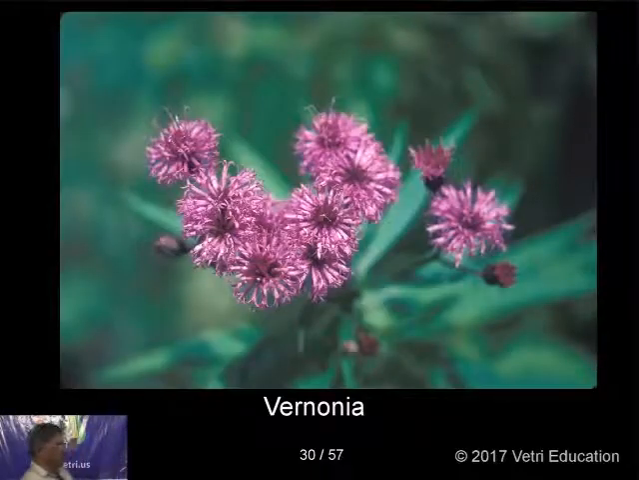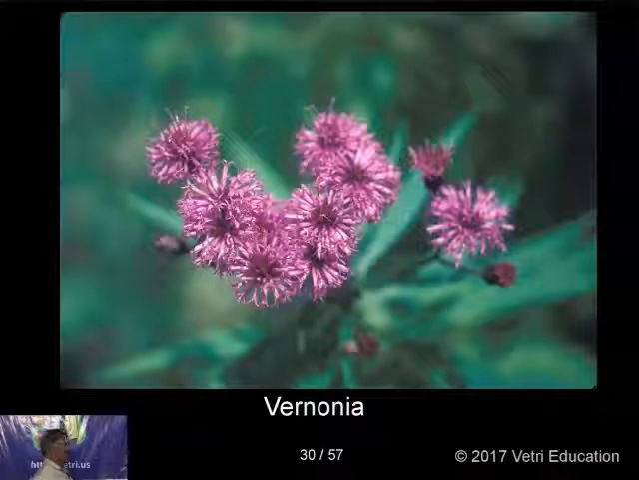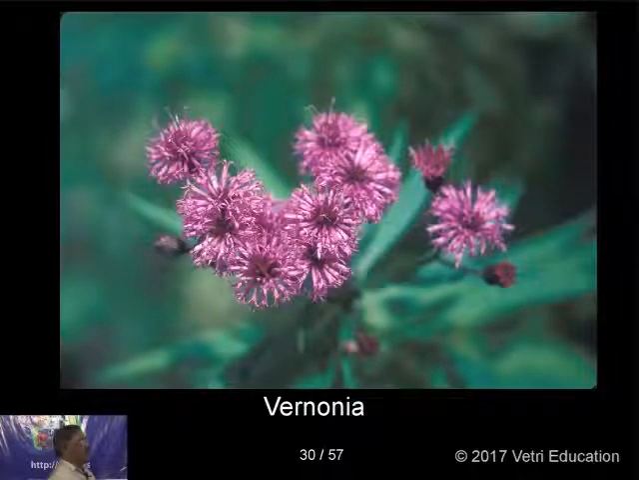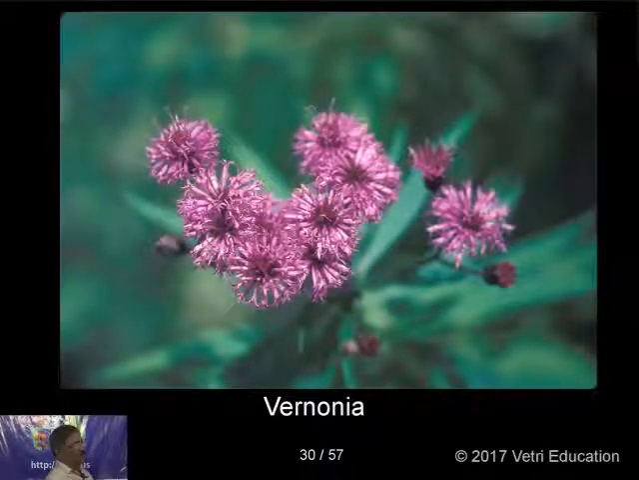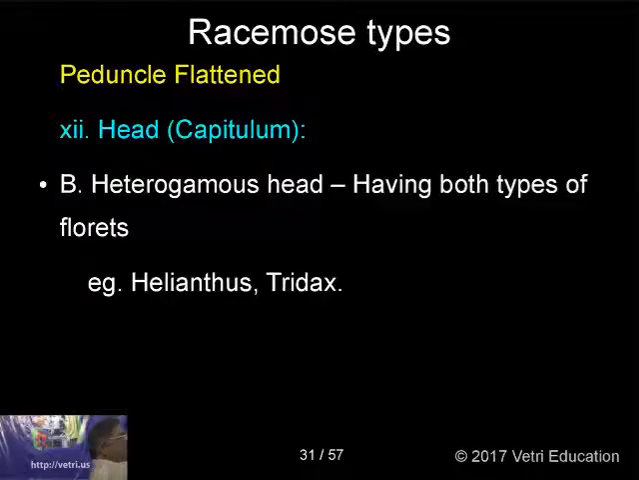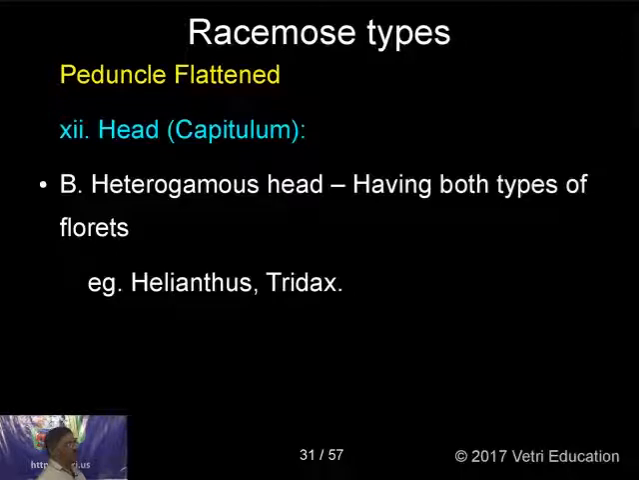So, here you can see the Vernonia plant, where all are disc florets, or similar type of female florets. The next type that you can find is the heterogamous head, having both types of florets, ray florets and disc florets. Examples are helianthus and tridax.